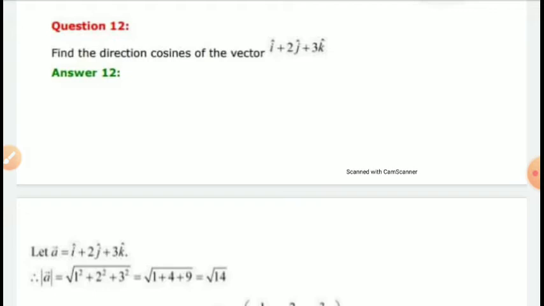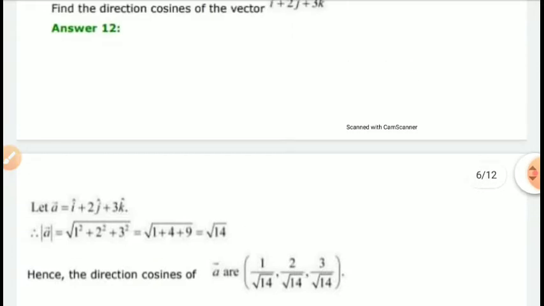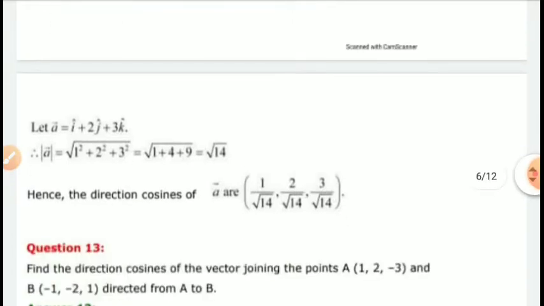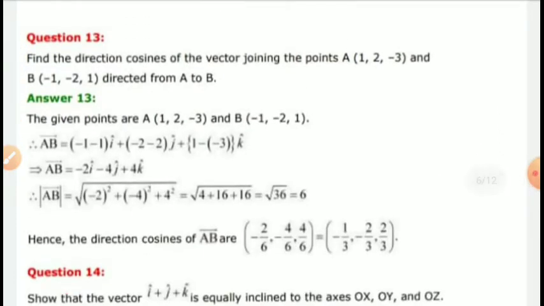The vector components are called the direction cosines. So the unit vector is this one, and 1 by root 14, 2 by root 14, 3 by root 14 will be the required direction cosines. And the 13th question: find the direction cosines of the vector joining these 2 points, directed from A to B. Directed from A to B is B bar minus A bar, meaning OB minus OA, you need to find out here.